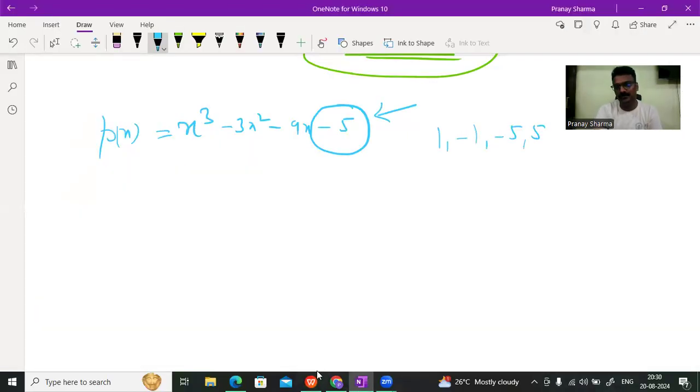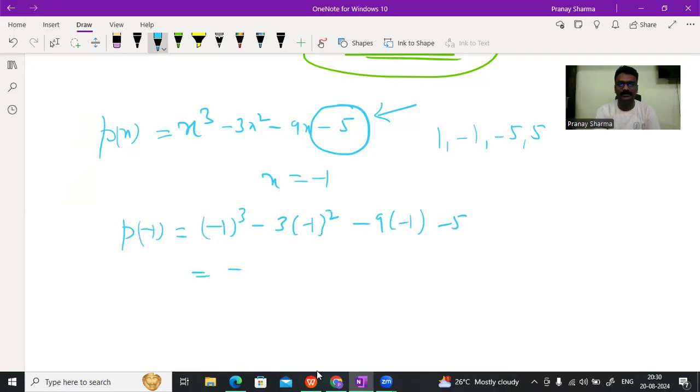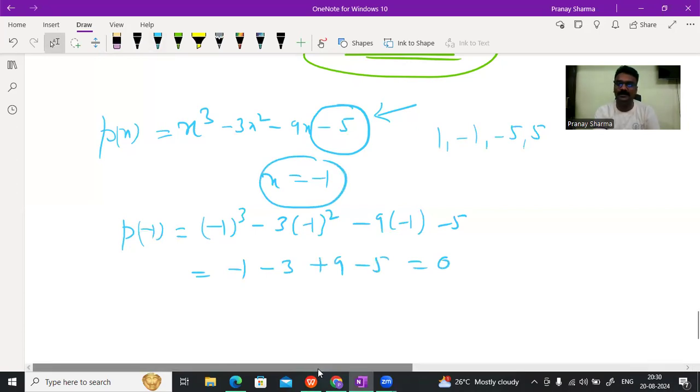So if you go with x equals minus 1, that means p of minus 1 is something that we'll be having. So it will be minus 1 cube, minus 3 times minus 1 square, minus 9 times minus 1, minus 5. So this will be minus 1, minus 3, plus 9, minus 5. So this will be giving us 0. So that means at x equals minus 1, this particular part becomes 0.